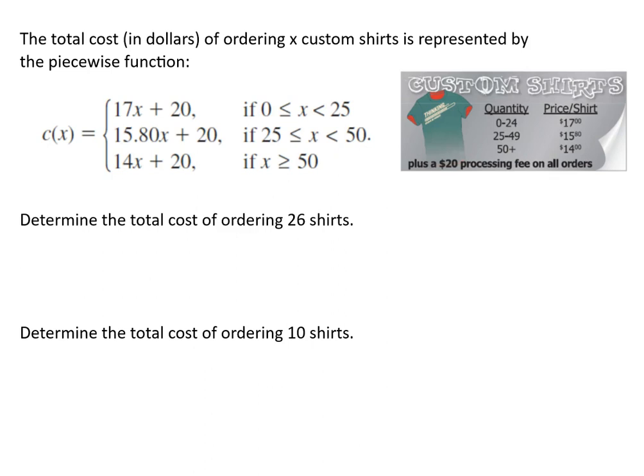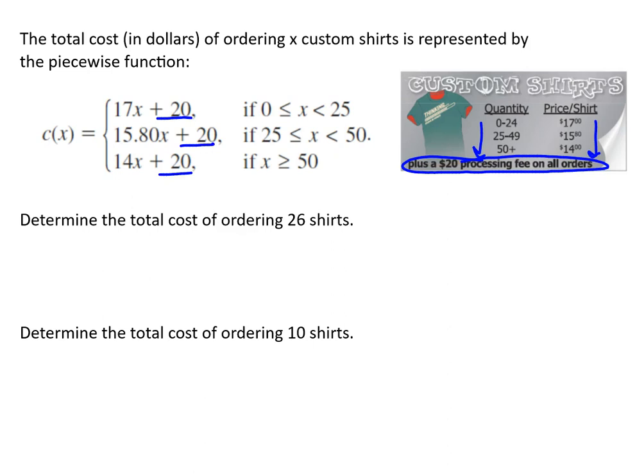If you've ever tried to order something custom, like shirts or t-shirts for a party or something, you may have seen a situation like this. The more shirts you order, the cheaper per shirt the price becomes. But no matter how many you order, you have to generally pay some sort of setup fee. Usually that's for the printing, maybe it's for the shipping, it's whatever. But here it's a $20 processing fee on every order. So you'll see each one of these equations has a plus 20 no matter how many shirts you buy.